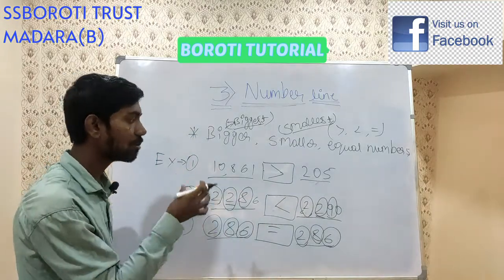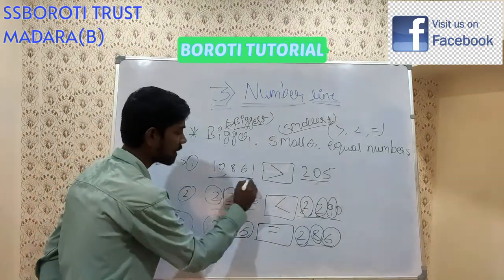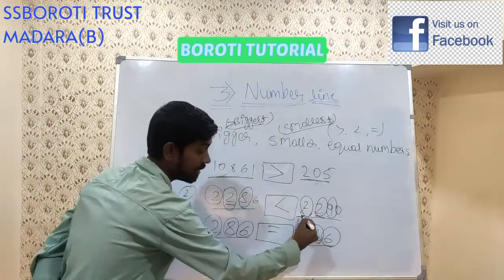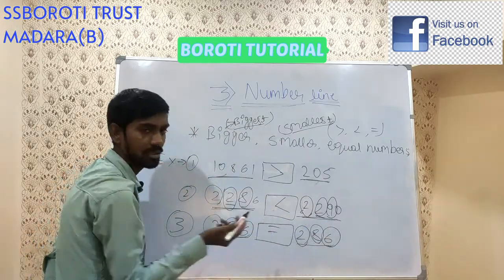This is about the bigger number, smaller number as well as the equal number. Here we can say this is the bigger number, this is the smaller number. Here this is the bigger number. This is the smaller number. Now these two are the equal numbers.